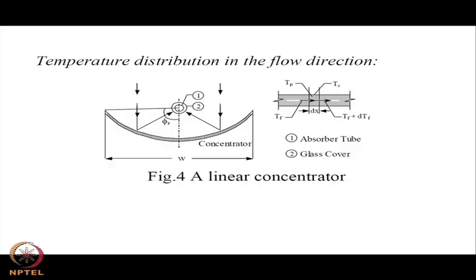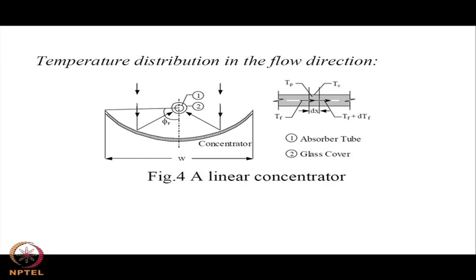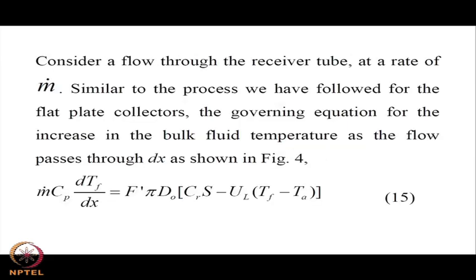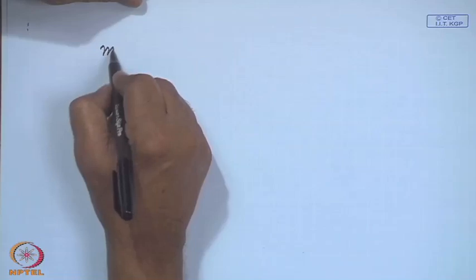So, we have considered the temperature distribution and expressed the useful energy gain from a concentrating collector. We have taken as an example, as shown in figure 4, a parabolic concentrator with an outer diameter being d naught and inner diameter being di, and of the receiver tube, which the diagram is self-explanatory, except I have skipped a certain portion to express the temperature of the fluid as it flows along the receiver tube, which is exactly similar to what we have in the case of flat plate collectors. So, I shall repeat, rather I shall fill in that gap.